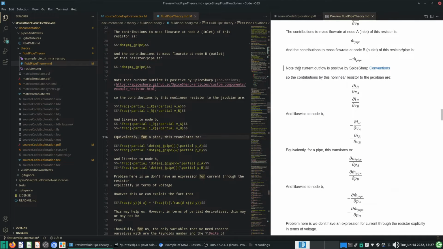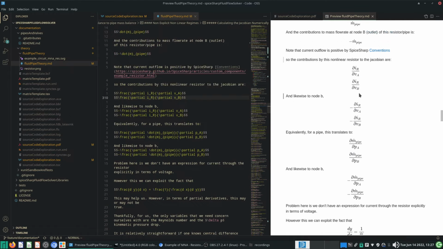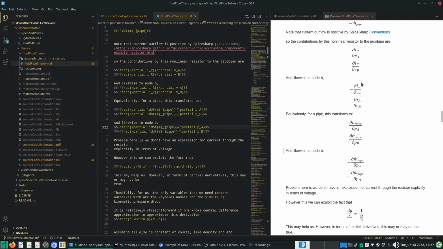So the contributions to the nonlinear resistor by this Jacobian are, as you see, I have already typed out all of this, so I will not need to type it again. I convert these currents and voltages into mass flow rates and pressures. So it's a 1-for-1 swap. As you see here, IR becomes the mass flow rate of the pipe, VA becomes the kinematic pressure at A, VB becomes the kinematic pressure at B.